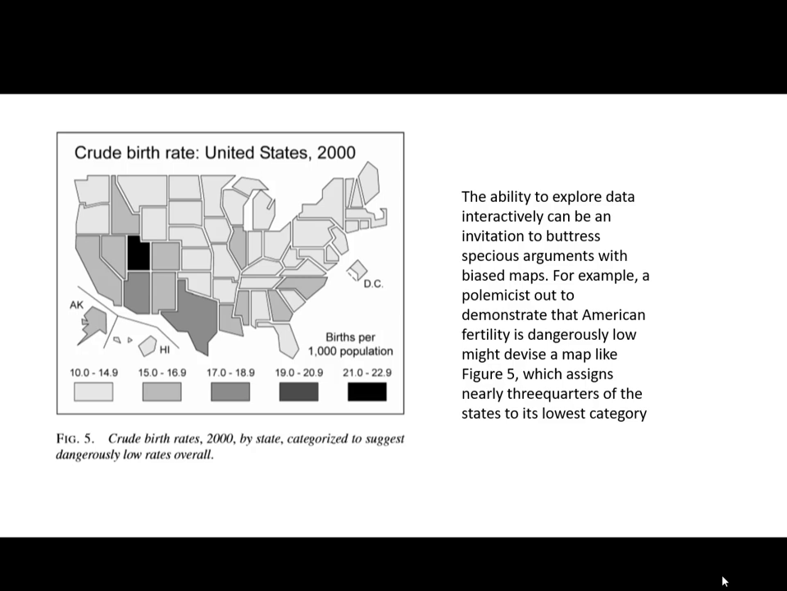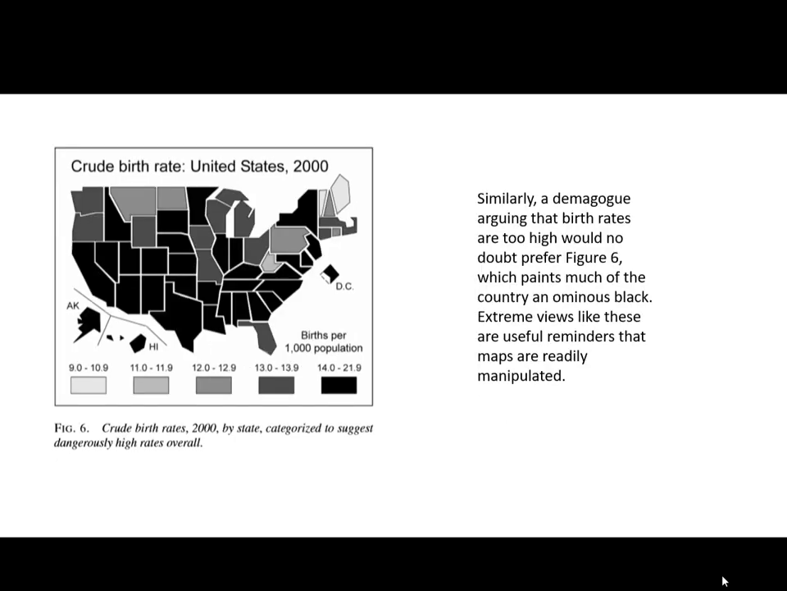Figure 5 here: the ability to explore data interactively can be an invitation to buttress serious arguments with biased maps. For example, a polemicist out to demonstrate that American fertility is dangerously low might devise a map like figure 5, which assigns nearly 3/4 of the states to the lowest category. The opposite is here. A demagogue arguing that birth rates are too high would no doubt prefer this figure, figure 6, which paints much of the country as ominous black.